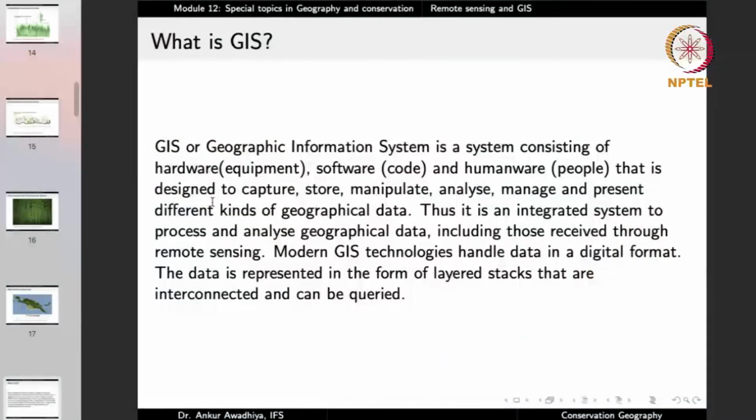Now the GIS is a suite that permits us to do that. So it is a combination of hardware, which is computers, software, and people that are able to capture, store, manipulate, analyze, manage, and present different kinds of geographical data, converted into the form of an information, and process and analyze geographical data, including those received from remote sensing. Modern GIS technologies handle data in a digital format, and the data is represented in the form of layered stacks that are interconnected and can be queried.